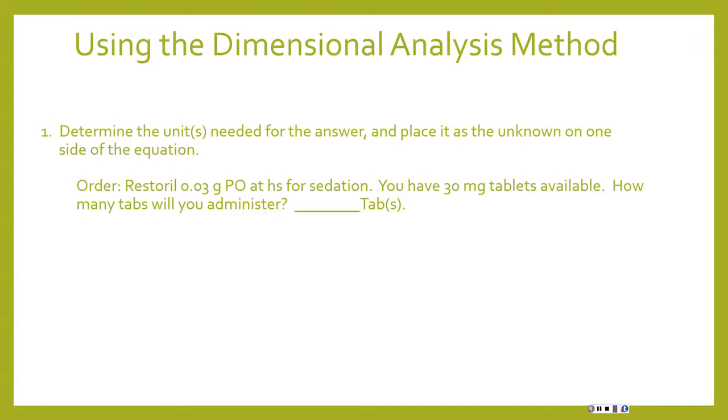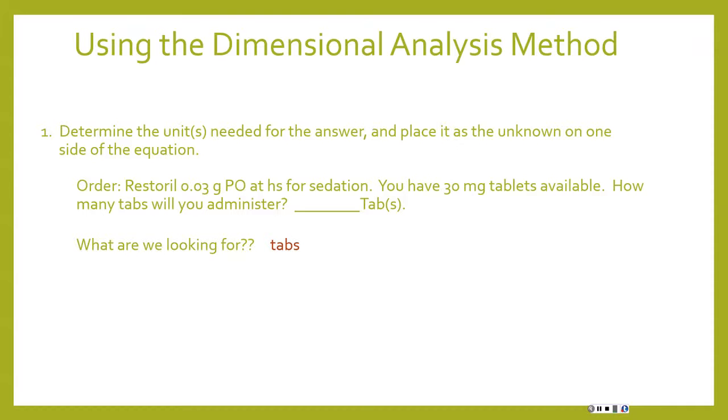The main thing that you need to know to implement dimensional analysis and to successfully solve these problems is what you're looking for. If you can figure out what you're looking for, you have solved half of the problem. Right here it's telling us we're looking for tabs, and that's exactly what we want. How many tabs will we give this client? And so how we will start out our problems is with looking at what our end goal is.